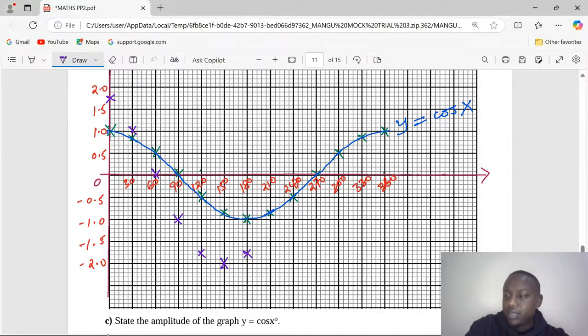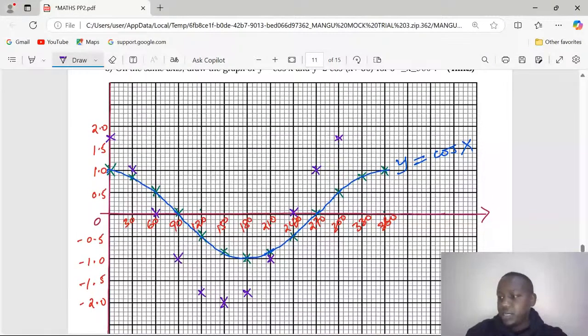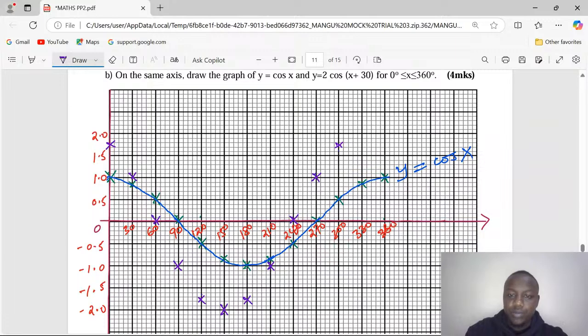At 210, negative 1. At 240, that is going to be 0. Then at 270, 1. At 300, 1.73. At 330, I'm going to have exactly 2. Then at 360, 1.73.